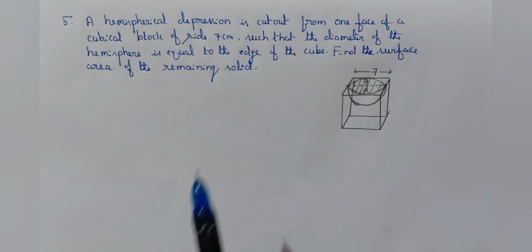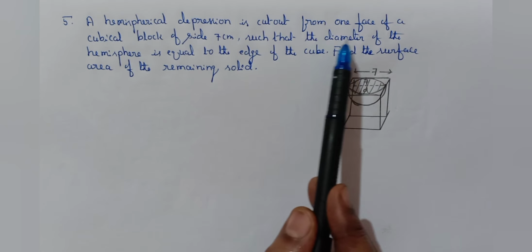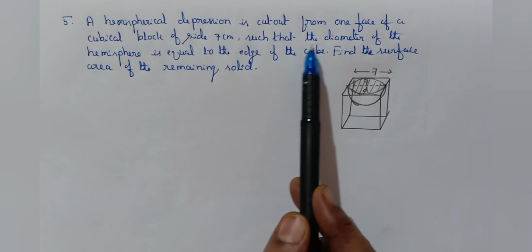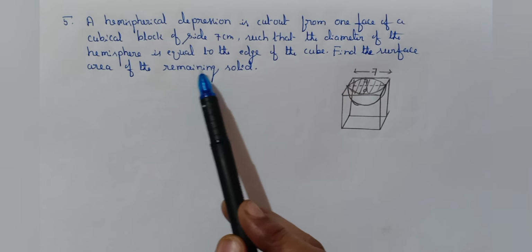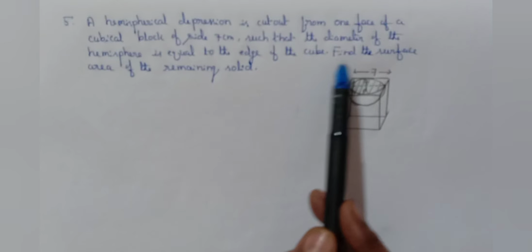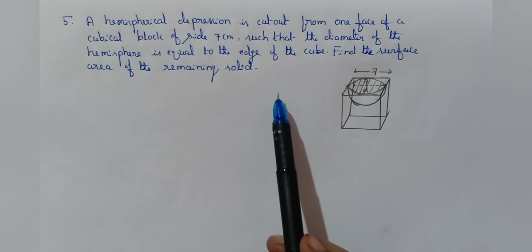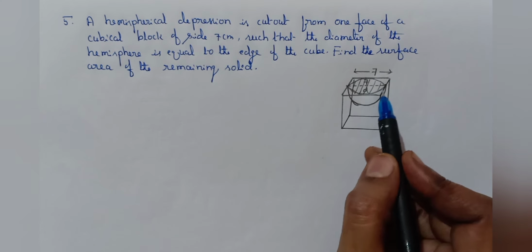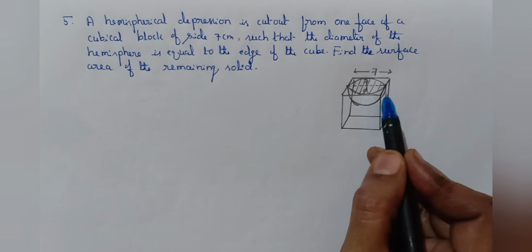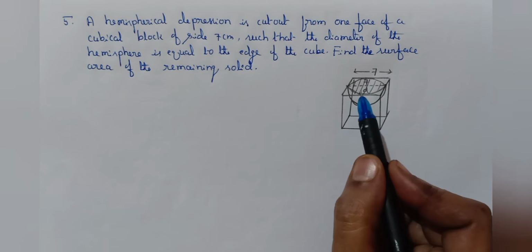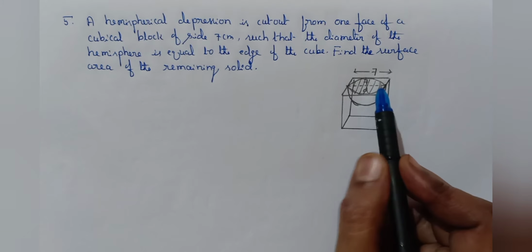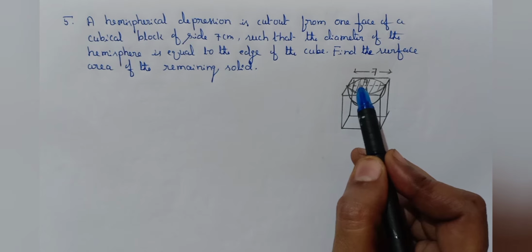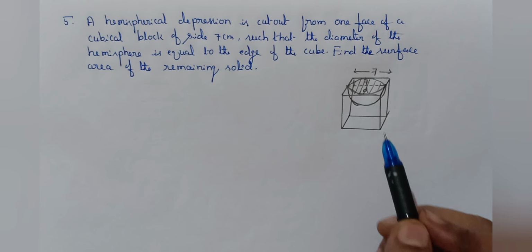Next question. A hemispherical depression is cut out from one face of a cubical block of side 7 cm such that the diameter of the hemisphere is equal to the edge of the cube. Find the surface area of the remaining solid. Here, a hemispherical depression is cut out from one face of a cubical block such that the diameter of the hemisphere is equal to the edge of the cube. So here the diameter and the edge of the cube is 7 centimeter.